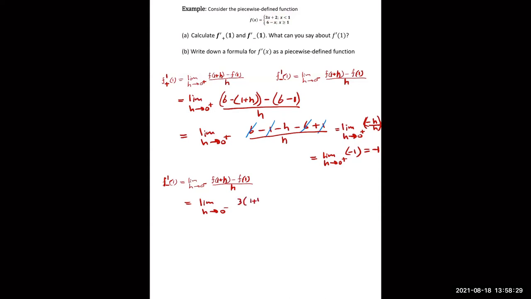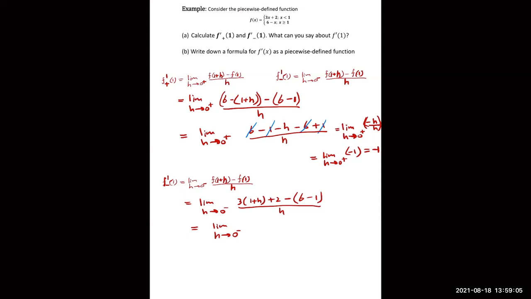3 times 1 plus h plus 2, that is your f of 1 plus h, minus f of 1. What is my f of 1? I need my f of 1 here. Of course, to find f of 1, I have to plug in 1 in this piece of the function because this function is valid when x is bigger than or equal to 1. Okay, so I'm plugging 1 here. That will give you 6 minus 1, divided by h. Now, if you simplify this, the limit as h approaches 0 from the left-hand side.